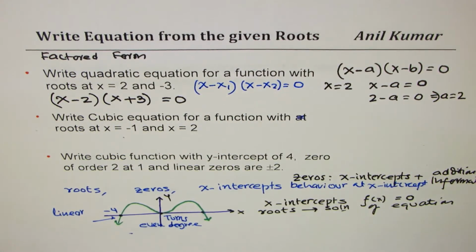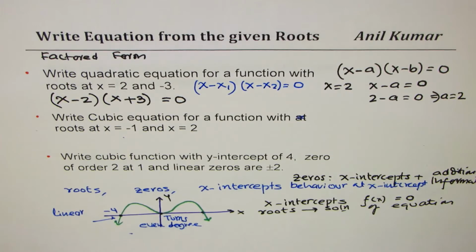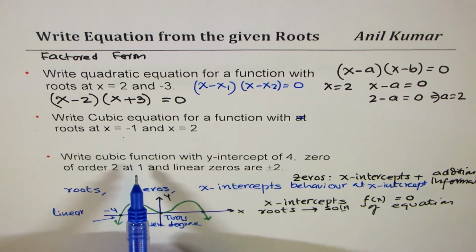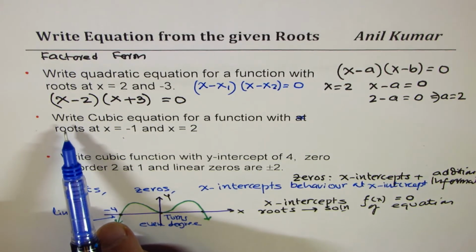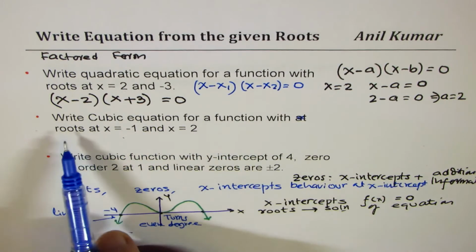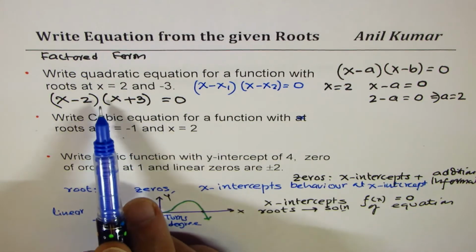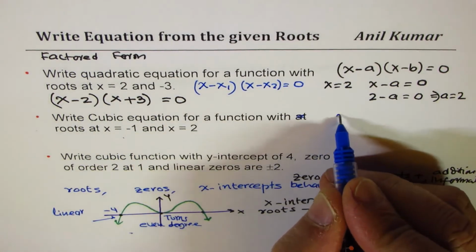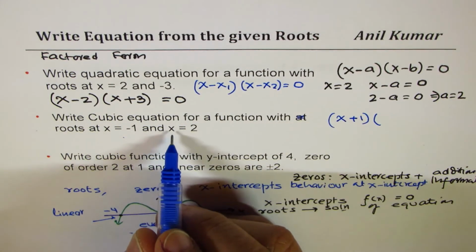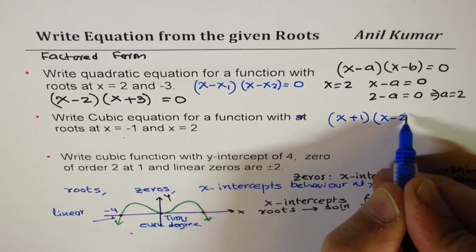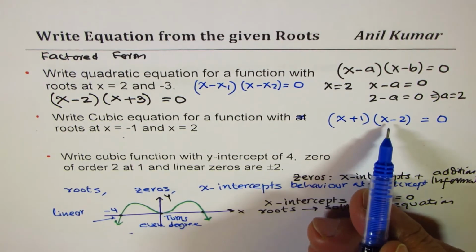Now using this as the concept, let us answer the rest of the questions. You can now pause the video, answer these two questions, and then look into my suggestions. The question here now is, write a cubic equation for a function with roots at x equals minus 1 and x equals 2. If I use this concept, then the equation is x minus of minus 1, which is plus 1, times x minus 2 equals 0. But this is not a cubic equation, right? This is a quadratic equation.